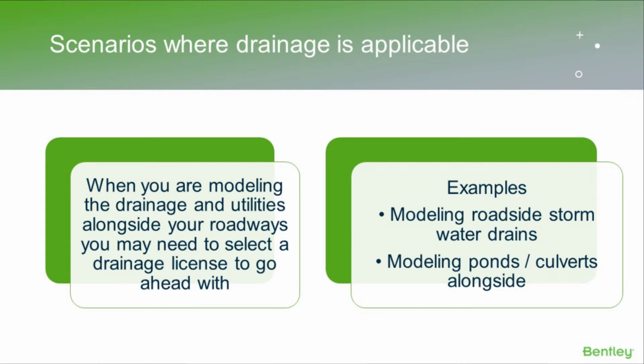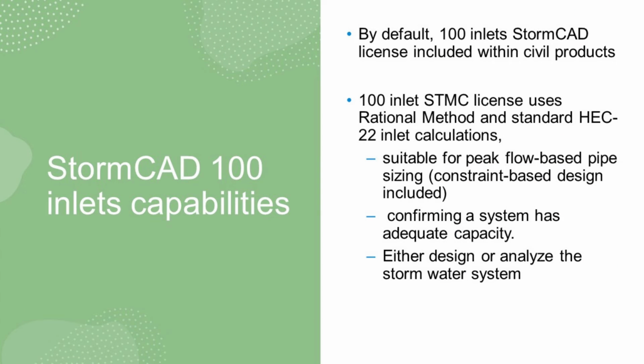So you need to decide what your project requirements are, which license you would require, and what you need to model. Once you have that in mind, it will help you select the correct drainage license. For example, you could model stormwater drains along the roadside, or there might be a need to model a culvert or a pond within your project area. For that purpose, yes, a drainage license is required. So let's first understand what civil products offer you before we jump into drainage licenses and selecting those.